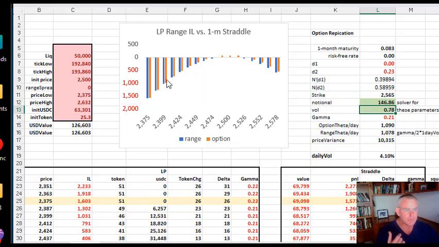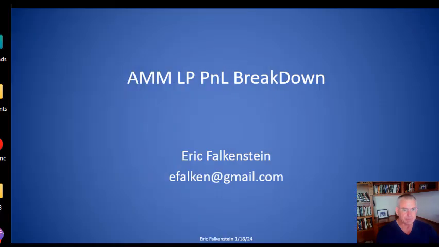These orange bars and blue bars are the two things. This is the LP range, and this is the option. And you can say, okay, this is just like a straddle. And that's nice because we know a lot about options because we've been studying that for 50 years and have a lot of data on how to analyze them. And so that's one way we can analyze these guys. But let's get into how much money these guys lose.